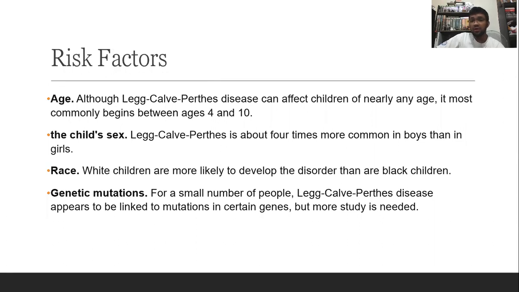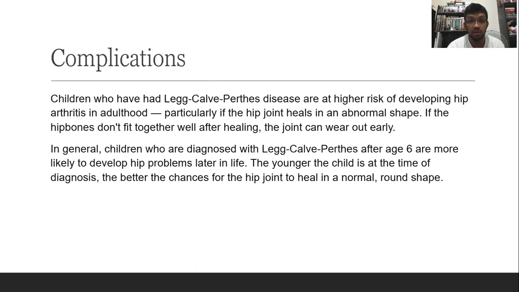Genetic mutations: for a small number of people, Legg-Calve-Perthes disease appears to be linked to mutations in certain genes, but more studies are needed with regards to genetic mutations. Complications. Children who have had Legg-Calve-Perthes disease for a long time are at a higher risk to develop hip arthritis in adulthood, particularly if the hip joint heals in an abnormal shape.